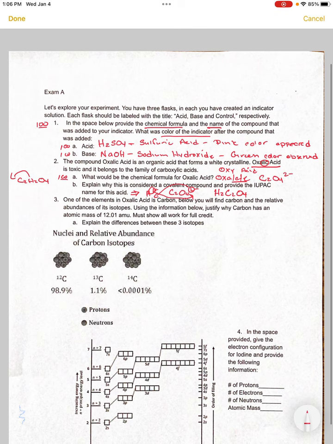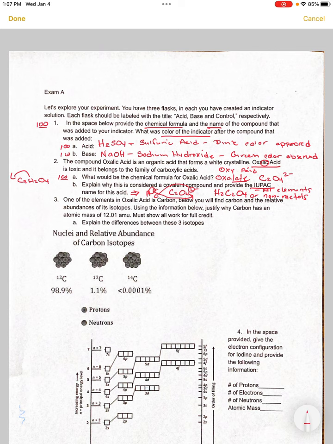Okay, so this is a covalent compound for the reason that all elements are nonmetals. Right? All the elements are nonmetals. So if all your elements are nonmetals, then it's going to form a covalent compound, right? Now, it says also to provide the IUPAC name. Now, a lot of you guys, most of you, went on Google and looked up the IUPAC name for this acid, and you came back with something like ethanoic acid.